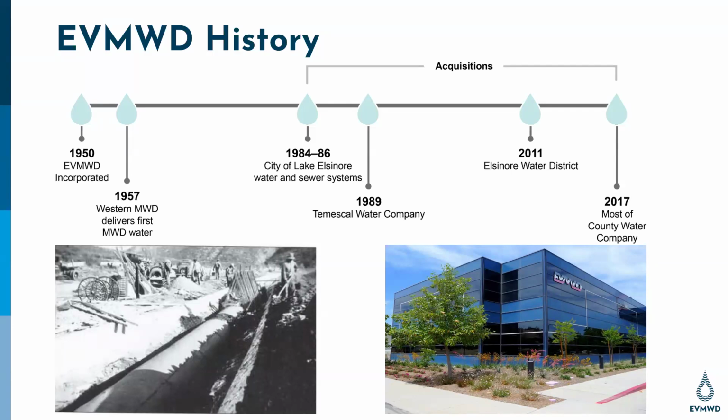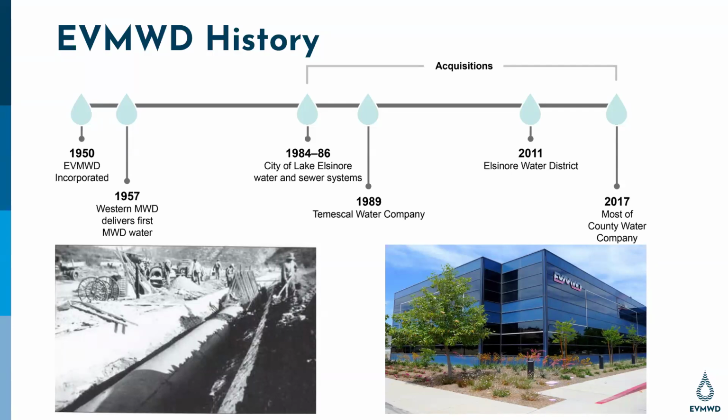In 1957, we started taking deliveries from Western Municipal Water District. Fast forward to 1984 to 1986, we took over the city of Lake Elsinore's water and sewer system. Then in 1989, we took over another small water system called the Temescal water system, where we gained some water rights in the region and actually 2 lakes and 2 dams. In 2011, we incorporated another small water district called the Elsinore Water District, which was about 1,500 meters inside the Elsinore Valley area, so it was kind of wrapped around. And lastly, in 2017, we incorporated a small private water company called the County Water Company.